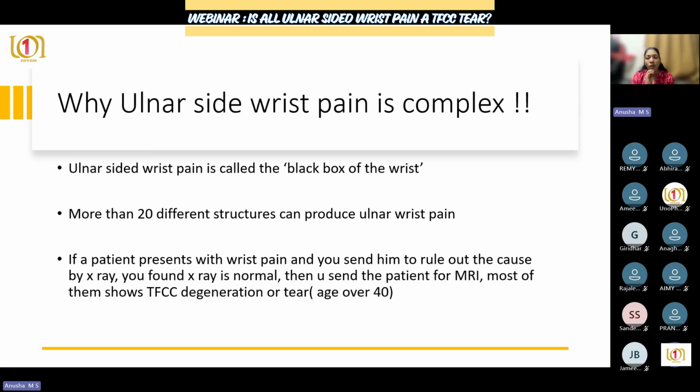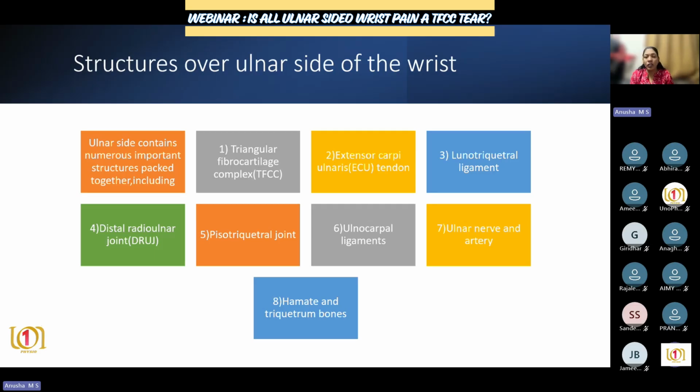First, we will discuss what structures we can see on the ulnar side of the wrist. You can see the TFCC, that is the triangular fibrocartilage complex, the extensor carpi ulnaris tendon, lunotriquetral ligaments, distal radio-ulnar joint, pisotriquetral joint, ulnocarpal ligaments, ulnar artery and nerve, and especially the carpal bones, the hamate and the triquetrum. So these many structures are on the ulnar side, and injury to any of them can produce pain.